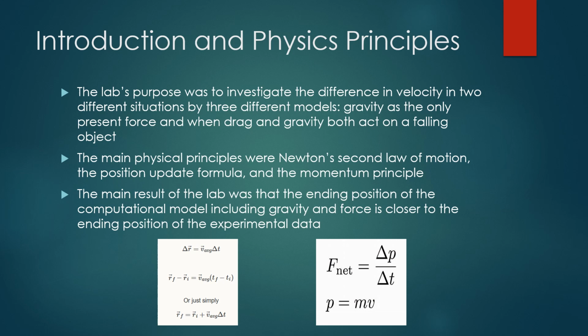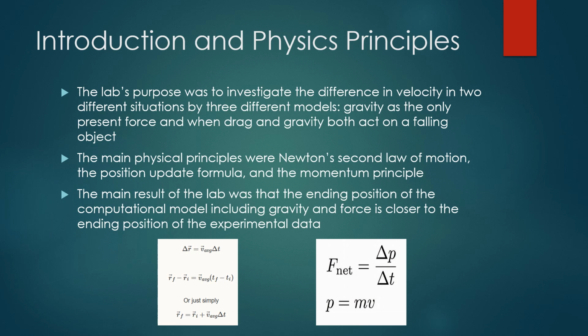The gravitation-only computational model represents only gravity acting on the ball. This model is unrealistic, as there are other forces acting on falling objects. The other model represents realistic falling motion, since it includes gravity and drag. The equations to represent these models are the impulse equation and the position update equation.